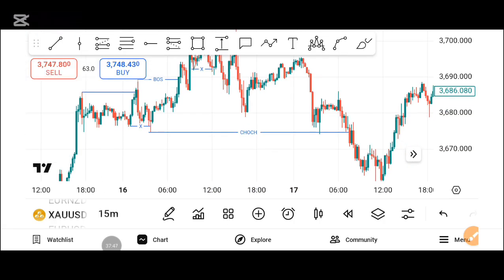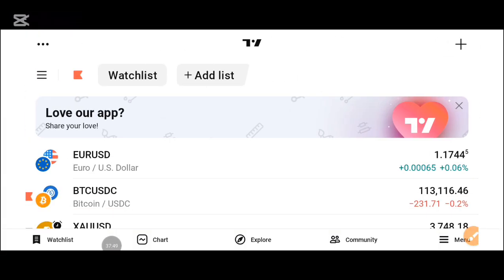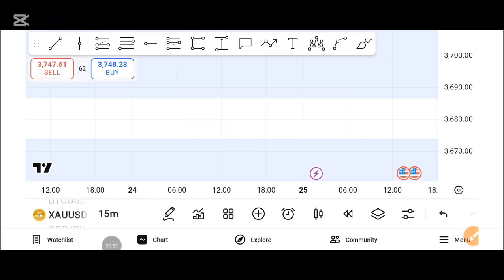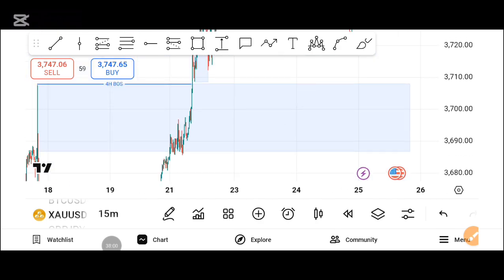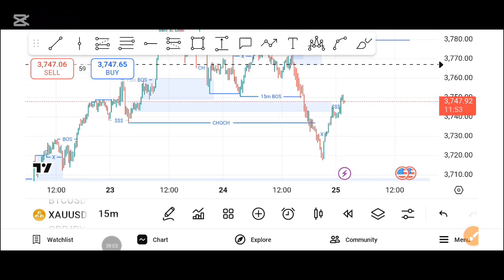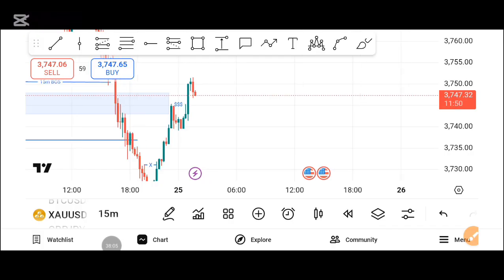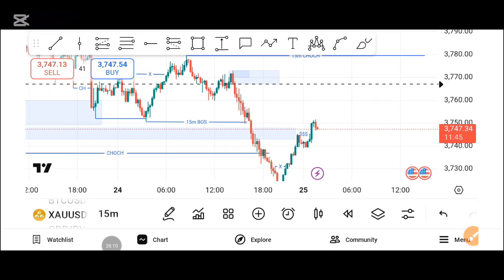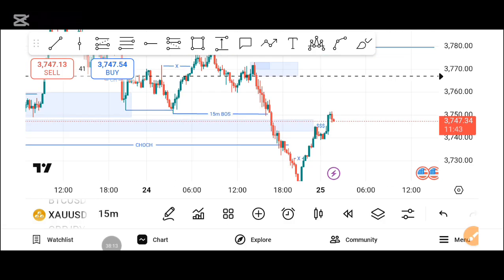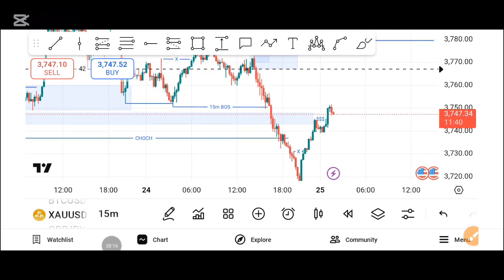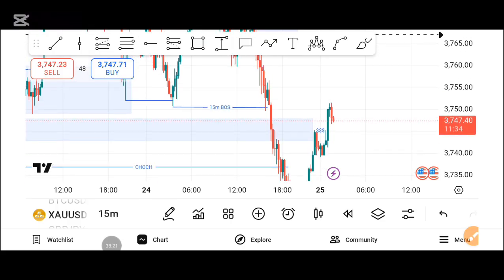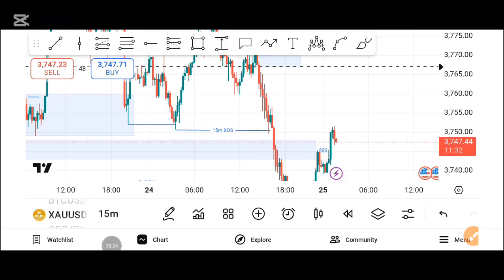Alright, I'm coming, guys. Let me check something. There was a trade that I was looking to enter. Let me see what this trade produced. Okay, I was looking to take this trade. Okay, this trade was invalidated.